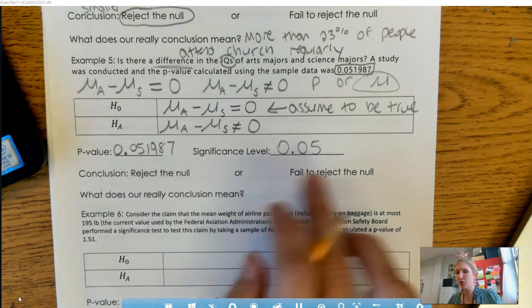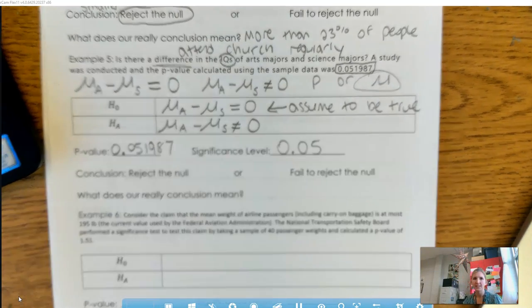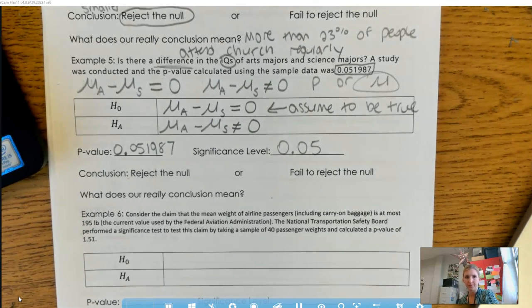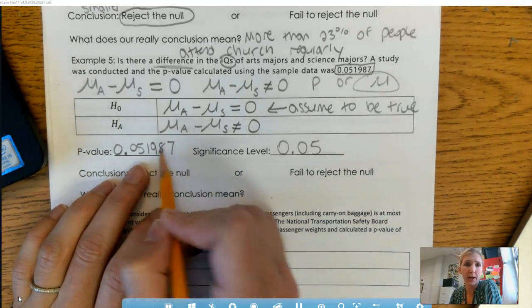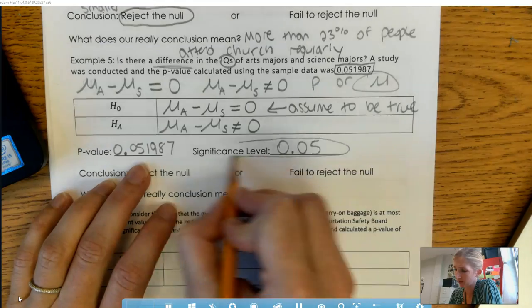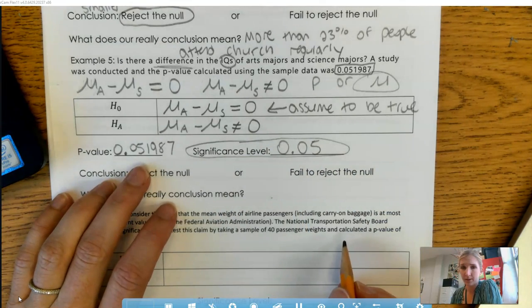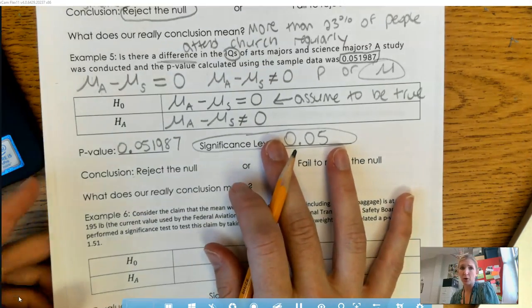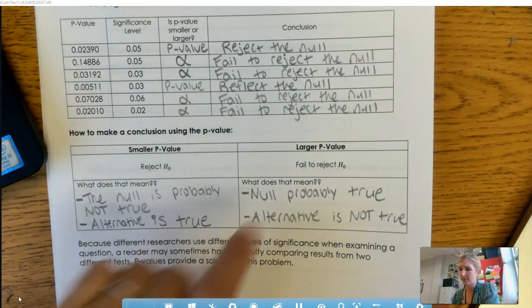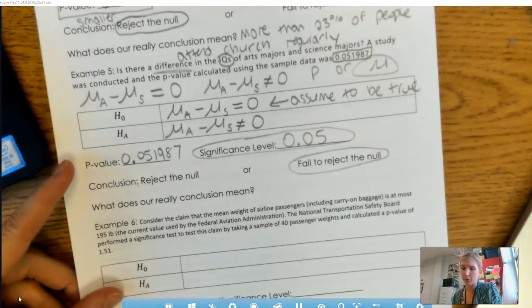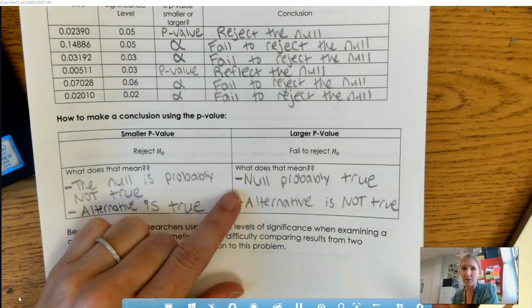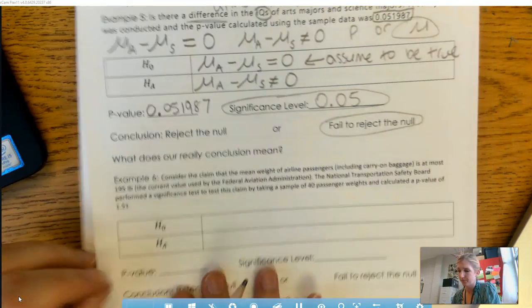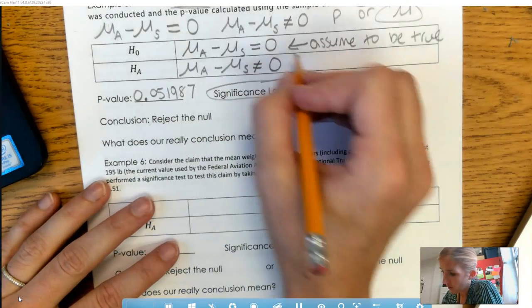All right, I want you to compare these two numbers and tell me which one's smaller. Looking at this, this is 5.19% and this is just 5%. So it looks like the significance level is smaller. If my significance level is smaller, that makes my p-value larger, right? If I have a larger p-value, I'm failing to reject. I fail to reject. Well, what does that really mean? If I'm failing to reject the null, it means the null is probably true. So our null is probably true.